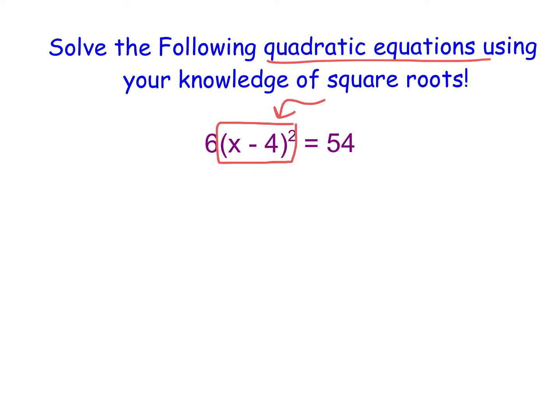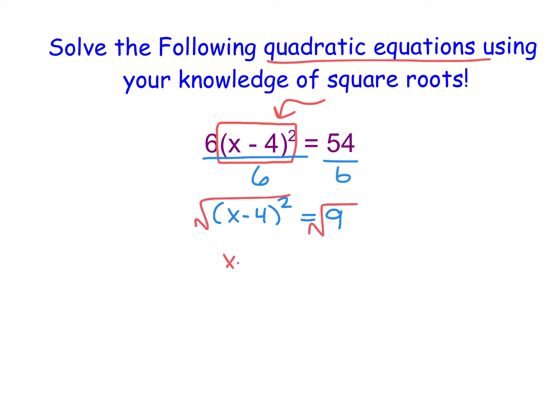so we can undo the squared. So we're going to start here by undoing this multiplication of 6, so we're going to divide both sides by 6. As a result, we end up with, in parentheses, x minus 4 squared is equal to 9. Then from here, I'm going to undo my squared because my whole piece that is squared is alone. So I square root both sides.